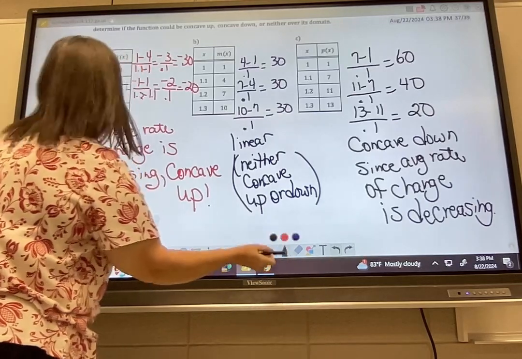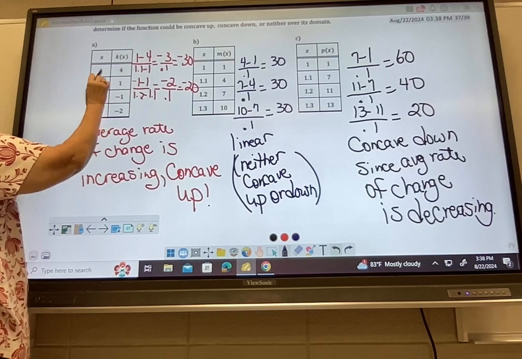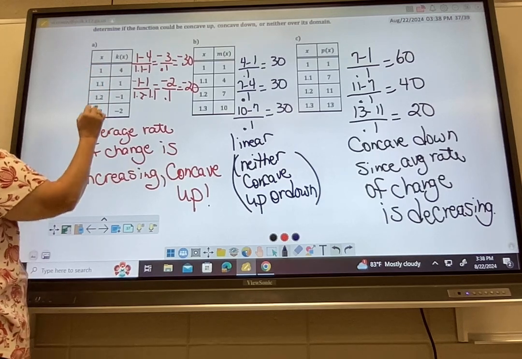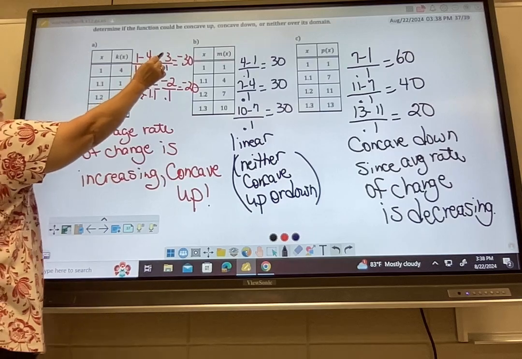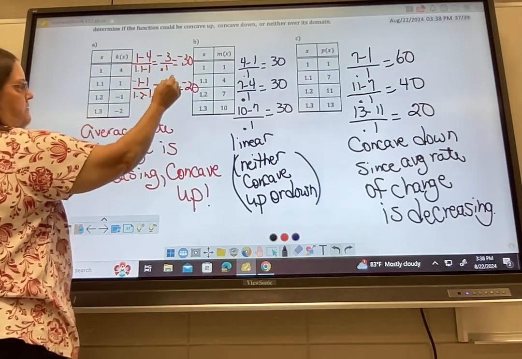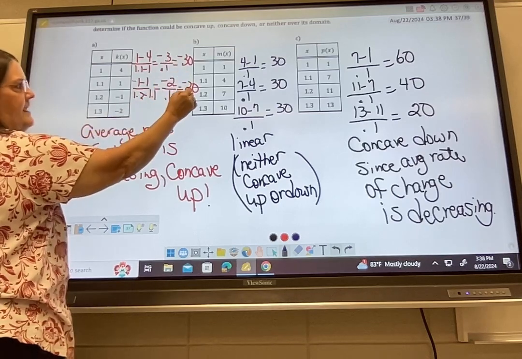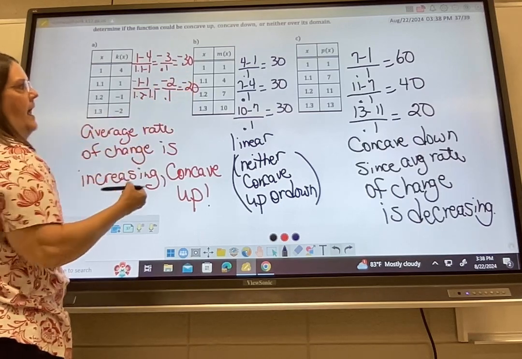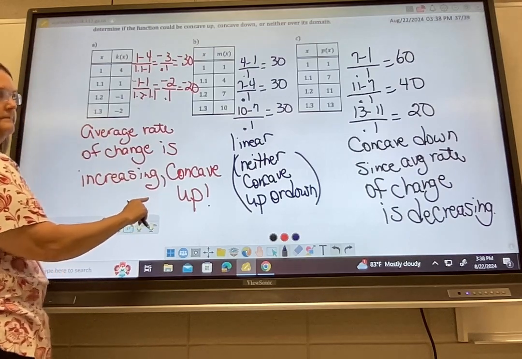So I'm going to come over and do average rate of change. 1 minus 4, 1.1 minus 1. Now, y'all, these are equal intervals. But here's my average rate of change. Negative 3 over 0.1 is negative 30. Negative 2 over 0.1 is negative 20. That's increasing. So my average rate of change is increasing. This one is concave up.